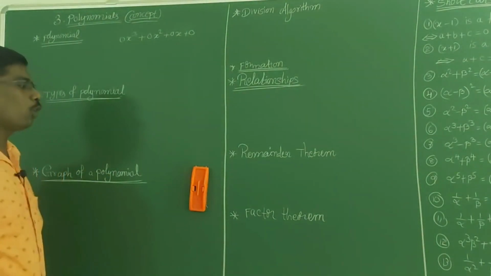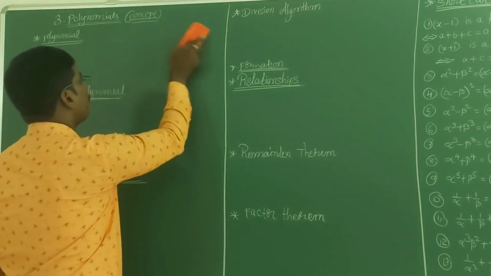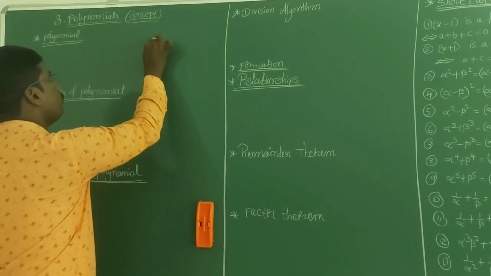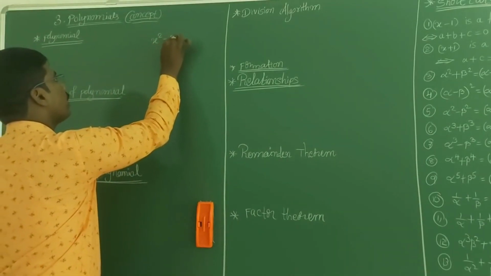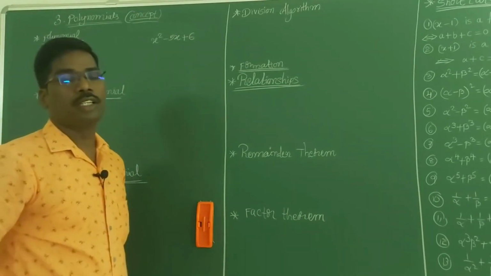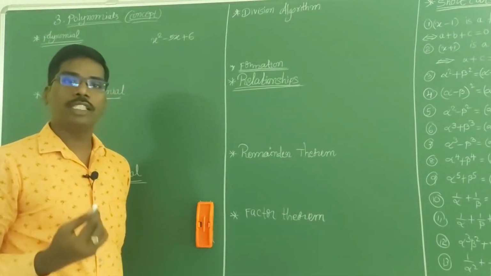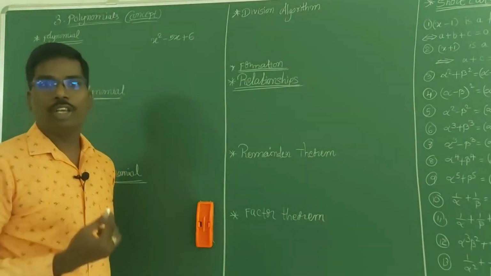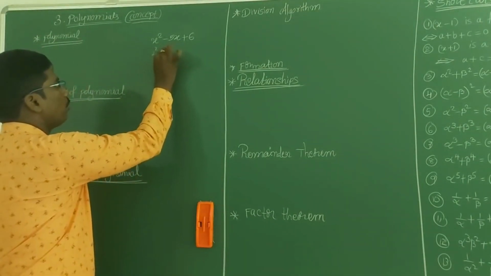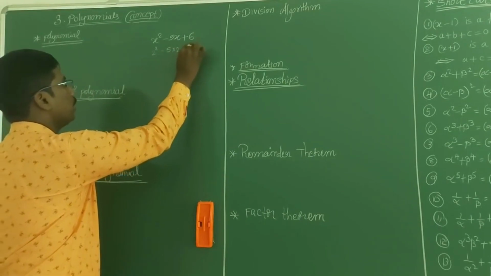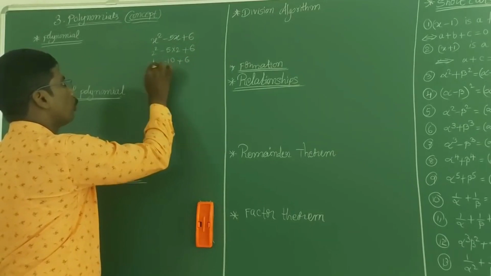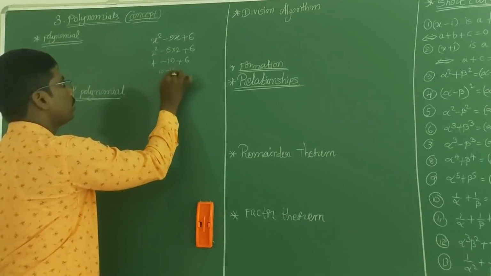Now zero of the polynomial, which is very important. Take x square minus 5x plus 6. This is a polynomial. For what values of x the polynomial becomes 0, that is called a zero of the polynomial. For example, if we substitute x equal to 2: 2 square minus 5 into 2 plus 6. 2 square is 4, minus 10, plus 6. 4 plus 6 is 10, 10 minus 10 is 0.